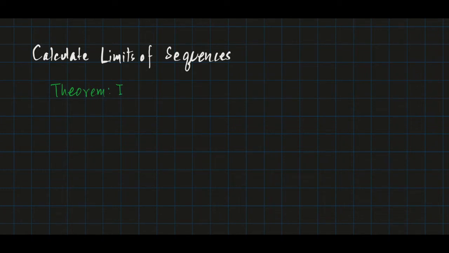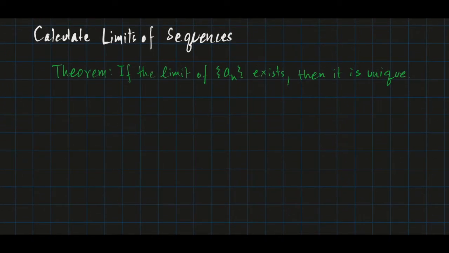It's the uniqueness of the limit. If the limit of the sequence an exists, then this limit is a unique number. Then it is unique. It doesn't really help you compute the limit, but the next one is going to be more useful. Let me say the theorem.